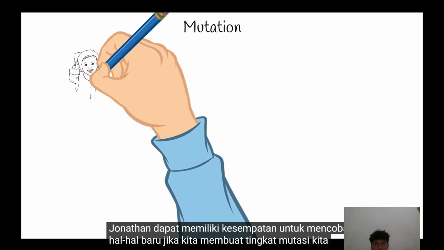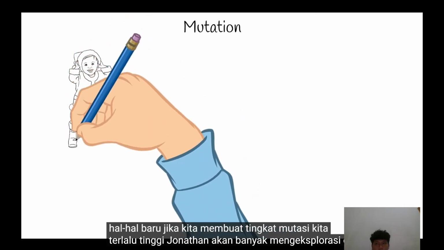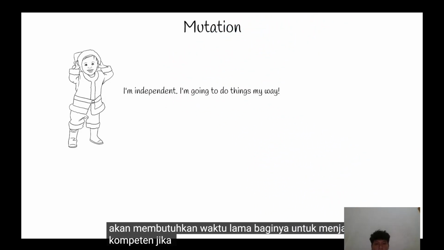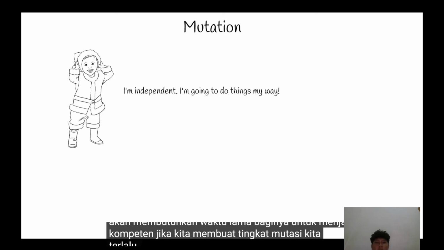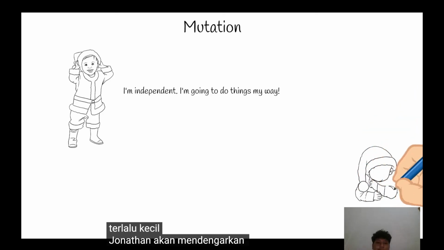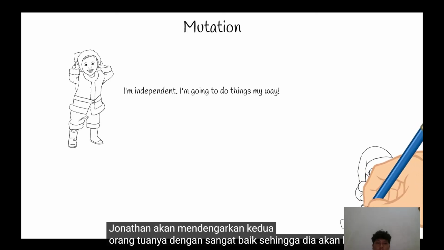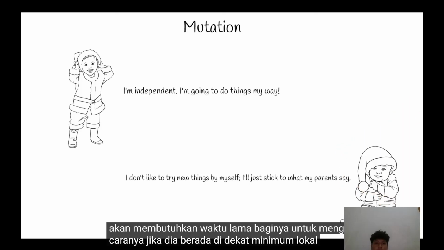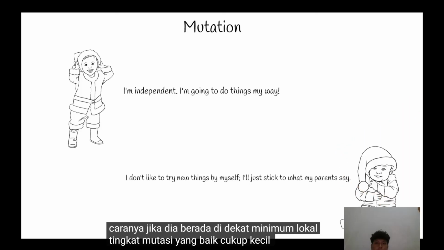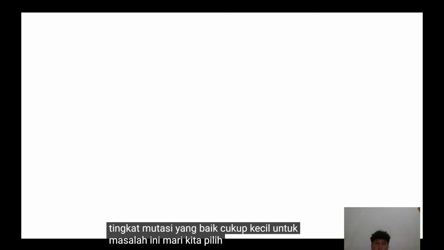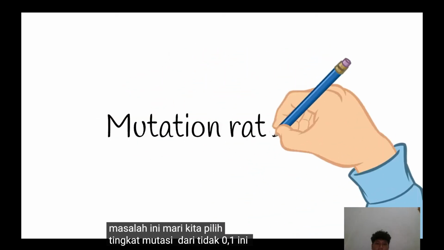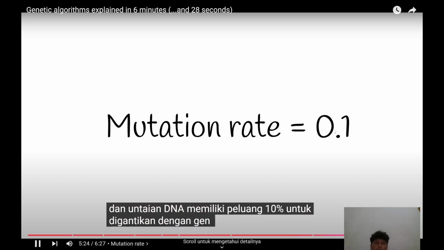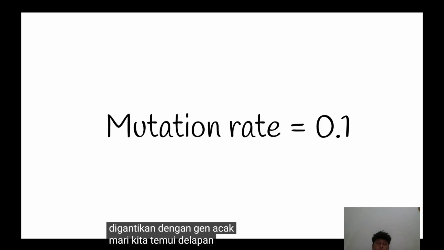If we make our mutation rate too high, Jonathan will explore a lot and won't listen to his parents much, so it will take him a long time to be competent. If we make our mutation rate too small, Jonathan will listen very well to both of his parents, so he'll learn fast, but it will take him a long time to change his ways if he's near the local minima. A good mutation rate is fairly small. For this problem, let's choose a mutation rate of 0.1. This means that every gene in the DNA strand has a 10% chance of being replaced with a random gene. Let's mutate all of the child Jonathan genes.